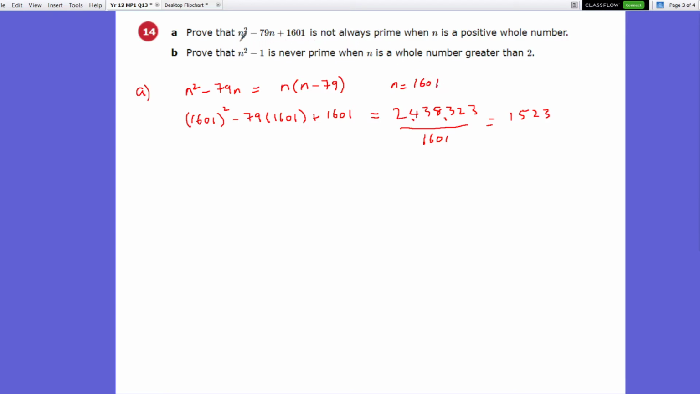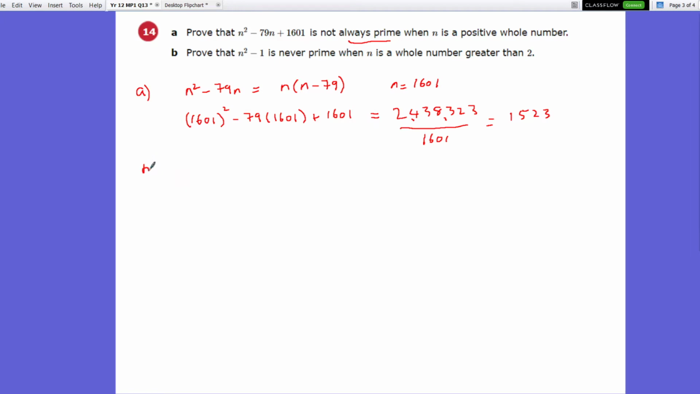So when it says prove that this is not a prime number when n is a positive integer, when n is the positive integer 1601 or any multiple of 1601, whatever value comes out will be a multiple of 1601. Therefore, that expression will not produce a prime number. A prime number has exactly two factors, one and itself. So being a multiple of another number, it is not a prime number. Okay, so that first one is done.